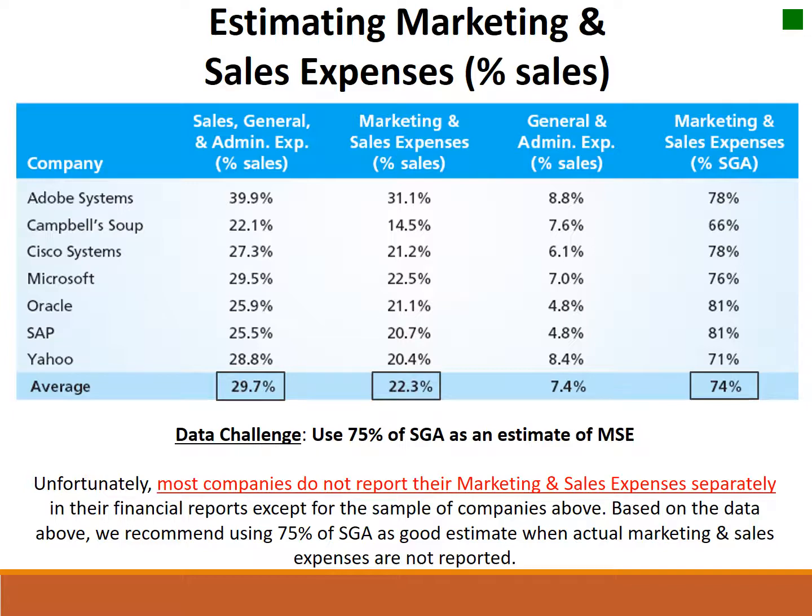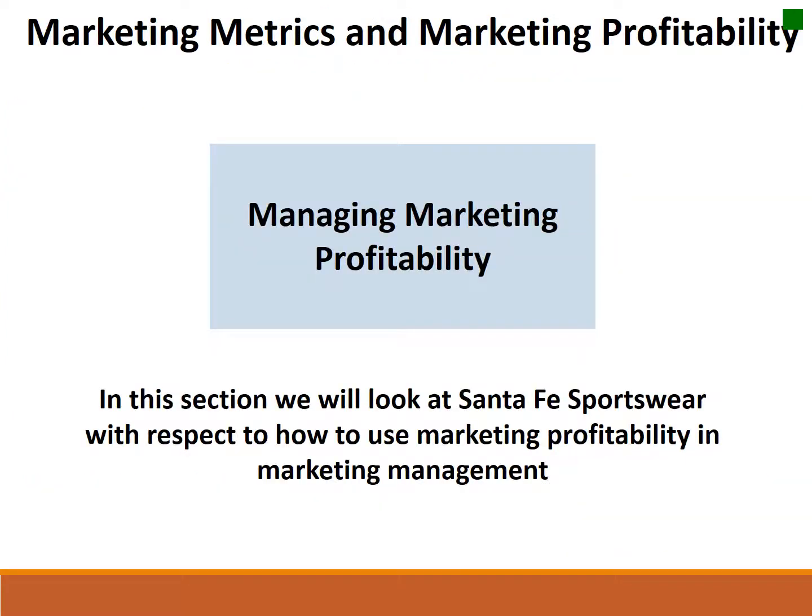If you don't have a clear measure, or you have a lot of difficulty separating MSE out from sales and general administrative expenses within your financial statements, then you might use 75% as a benchmark. So if you take 75% of the sales and general and administrative expenses, that could be the number you use for marketing and sales expenses. That's not perfect, obviously, but it might help as you're beginning this process if your company does not already pull out that expense for you.